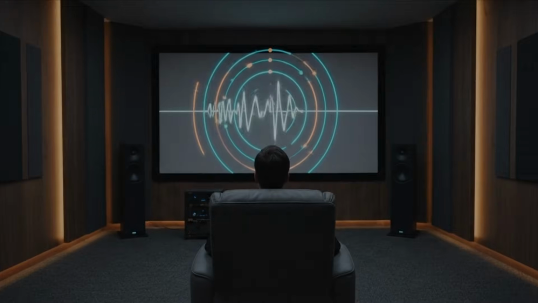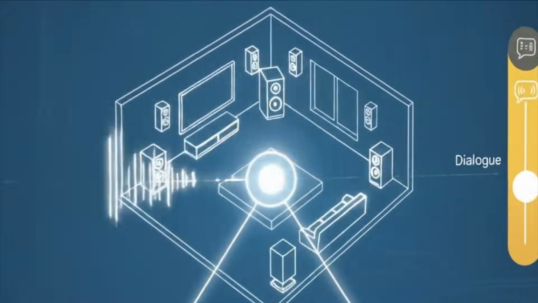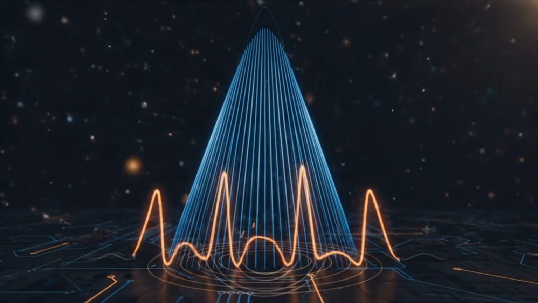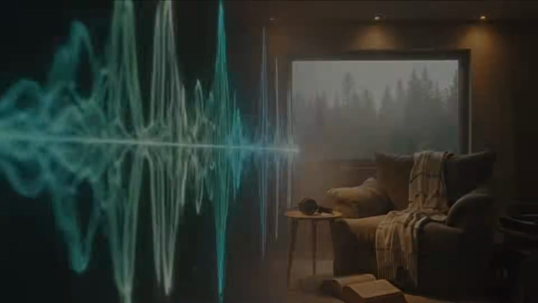Manual fine-tuning. After automatic calibration, listen critically. Adjust height channel level, surround balance, subwoofer level, dialogue clarity. If overhead effects are weak, increase height channels by 1 to 2 dB. If dialogue sounds recessed, adjust sensor enhancement cautiously. Atmos is technical, but it is also personal.